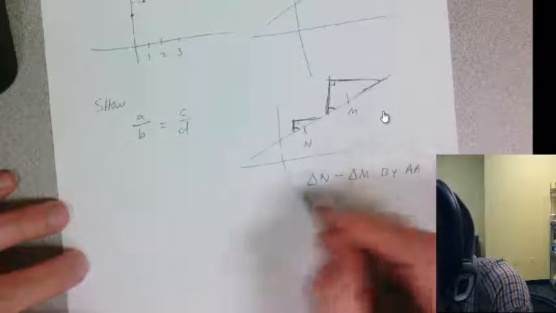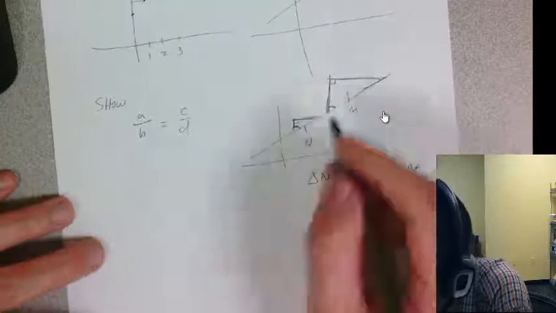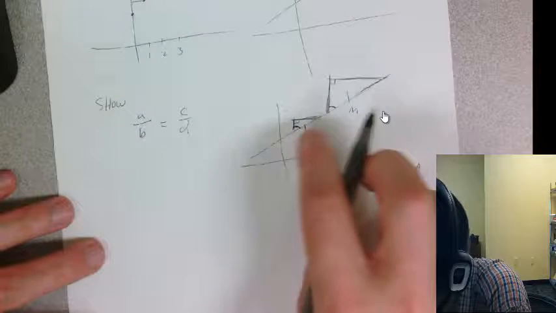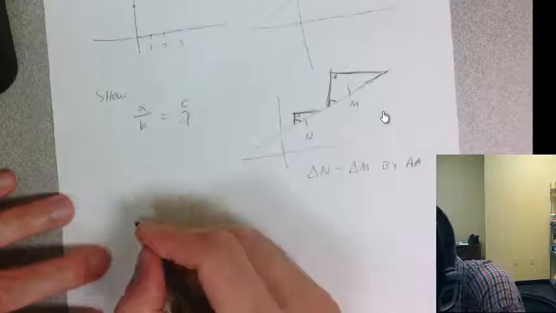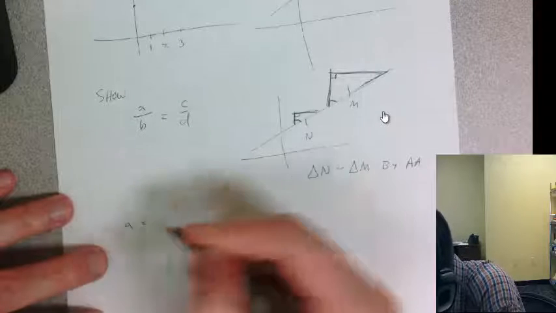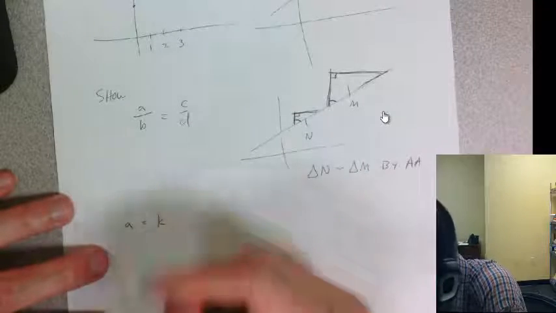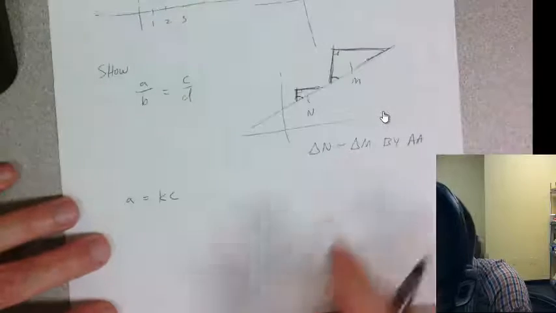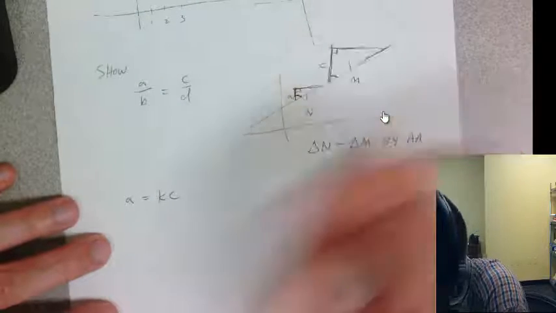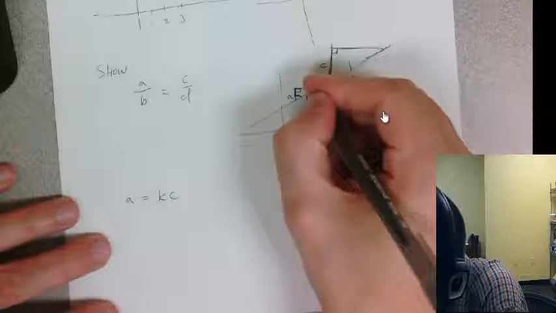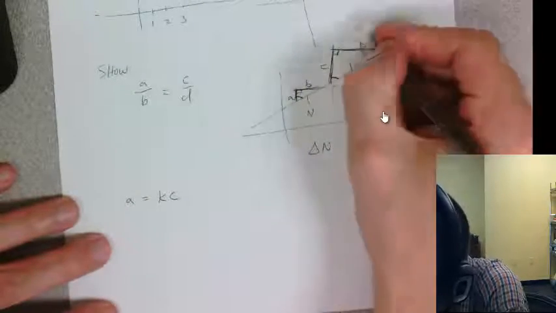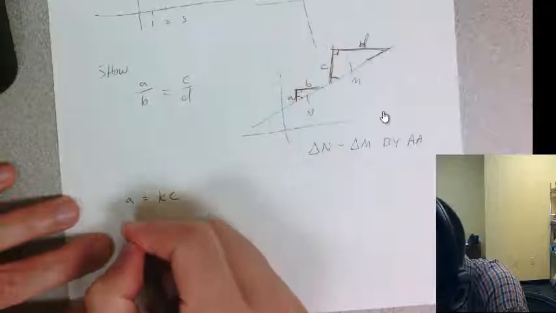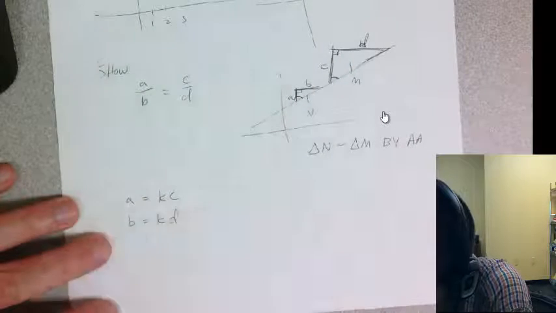But so we know that those 2 triangles are similar, and if those 2 triangles are similar, that means their sides are constant multiples of each other. So we could say, well, A is equal to some constant K times C, right, if this is A and this is C. And then also B would be a constant multiple of D.